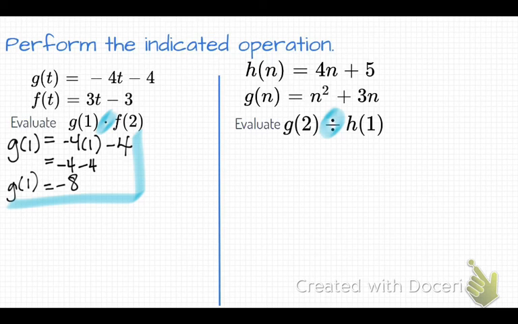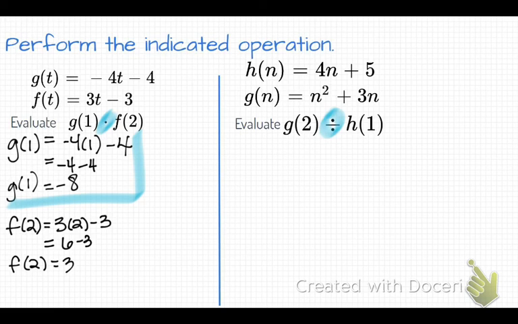So g of 1 is negative 8. Next is f of 2. So I have 3 times 2 minus 3. What is 3 times 2? 6 minus 3 is 3. So f of 2 is positive 3. So I have negative 8 times 3, which is negative 24, and that's my answer.